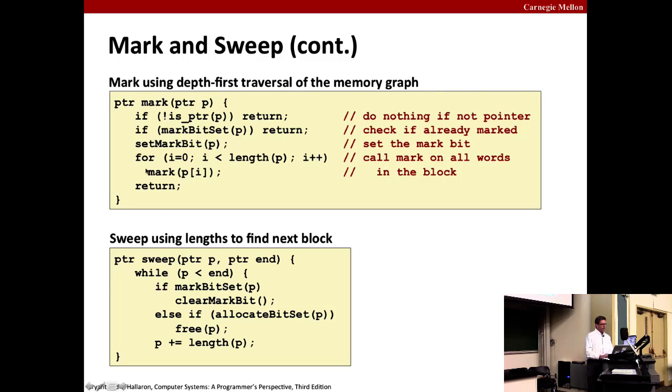Okay, and then the sweep. Sweep takes a pointer to the beginning of the heap. It takes a pointer to the first block in the heap, and then a pointer to the end of the heap. And then in a while loop, it scans the heap, each block. If the mark bit is set, it clears it. If it's allocated, it frees it, right? And then it updates, gets the address of the next block, and just continues until the end.